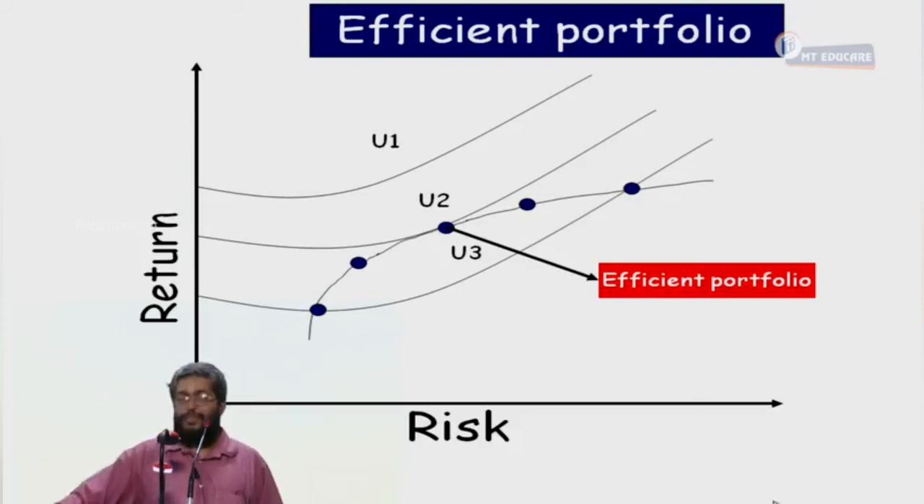Point number 2. Utility curve represents investors' preferences, while efficiency frontier represents the best available portfolios in the market. Everybody, are you all following or not?